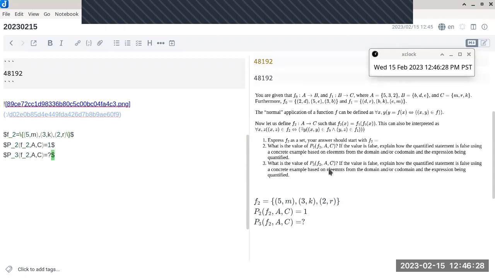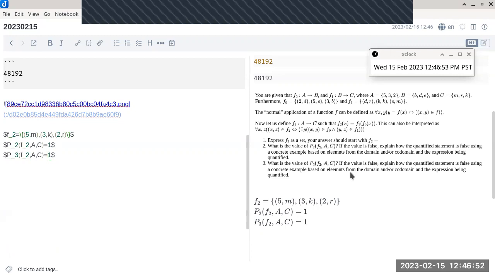So we have to check now because C is the codomain. So C has M, R, K in it. Are they all mapped to? Yep, 5 maps to M, 3 maps to K, 2 maps to R. So the answer is, yep, it is also a surjection. And since it is already true, I also do not have any explanation to do.